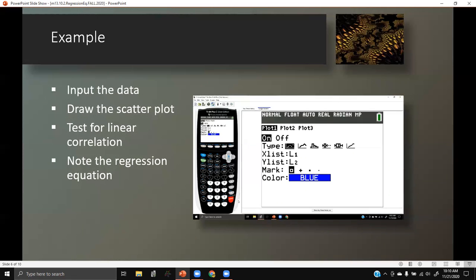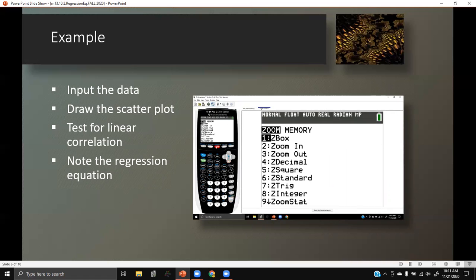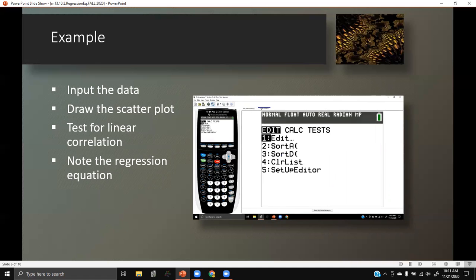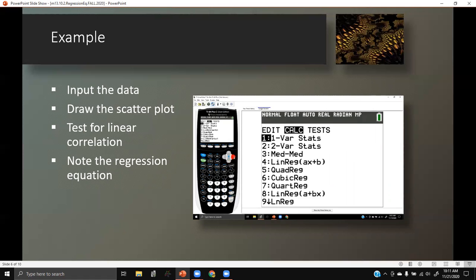Now you'll notice the on is flashing. Then I'll use my arrow keys to select my appropriate list. They're already there. And then I suppose the color, if I want to change that, I can do that. The most important key is zoom 9. This gives you the appropriate window for your stat plot. So now you've got that linear graph there.